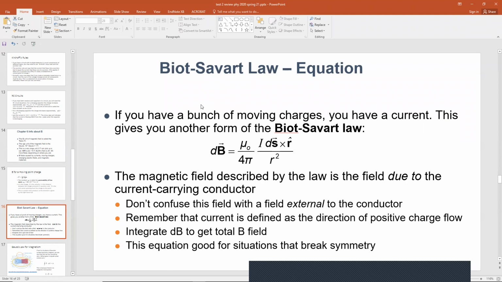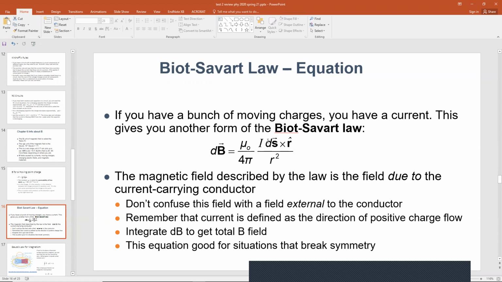Now, don't confuse this field with any field that might be there that's external to the conductor. This is the magnetic field created by the current carrying wire. Also remember, the current is defined as the direction of positive charge flow. Thank you, Ben Franklin. Most of our charge carriers in wires are electrons, which means that they're going to flow the other way, but the current still points in the direction like a positive charge would move.